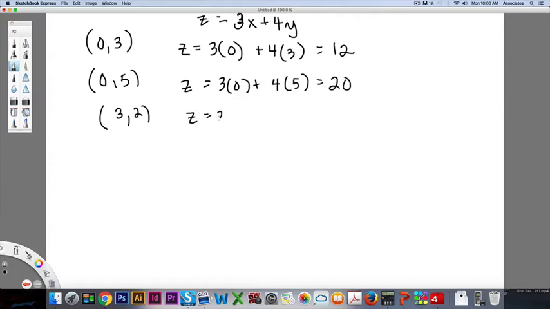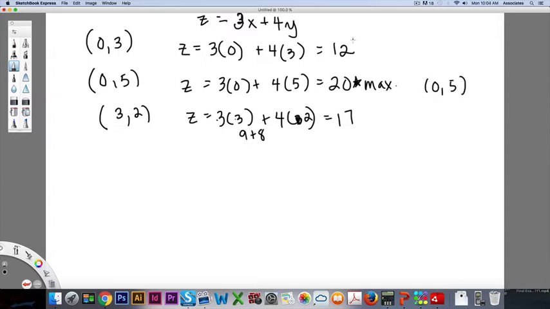Here, I'm going to get 3 times 3 plus 4 times 2. Oh, this should have been a 2. So 3 times 3 is 9, 4 times 2 is 8, that's 17. So here is our maximum value, and it occurred at the point 0,5. If it wanted a minimum value, this would be the minimum value, and it would have occurred at the point 0,3. And so our maximum value was 20.